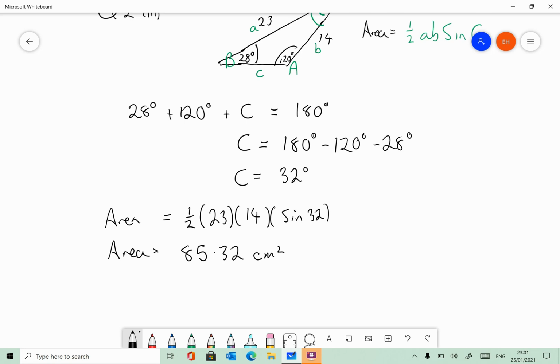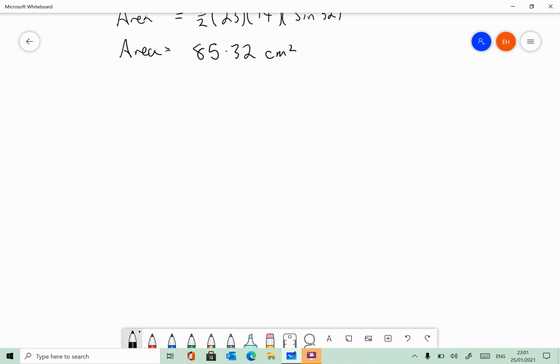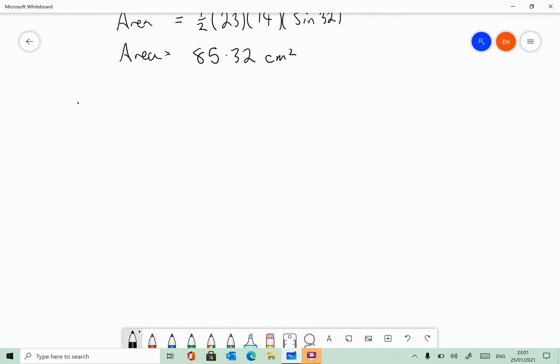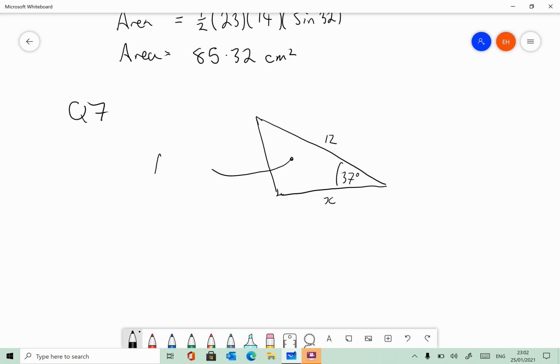If I do question 7, you guys should be able to do every question up as far as question 7. I think that's when it changes. Okay, question 7. We're told that we have this triangle that looks like this. And we're told we have 37 degrees down here, and we have 12 up there, and we have x down there. And we're told that the area equals 30.